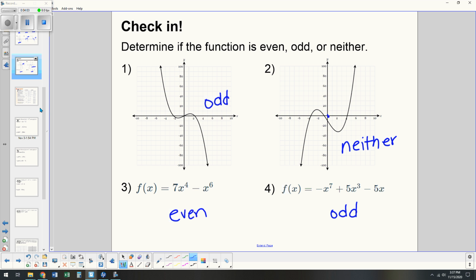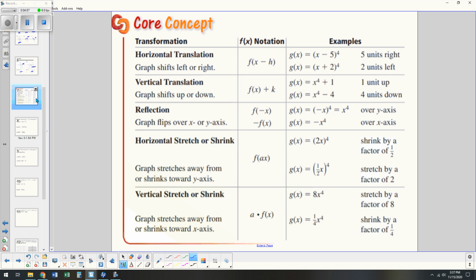The other thing we're going to talk about this lesson is we're going to go back to transformations. So we've talked about transformations before, horizontal and vertical translations, we talked about reflections, and we talked about vertical stretches and shrinks. So we're just going to add another one here, horizontal stretches and shrinks. We're not really going to go much into the horizontal right now. But remember that it's always the opposite sign inside.